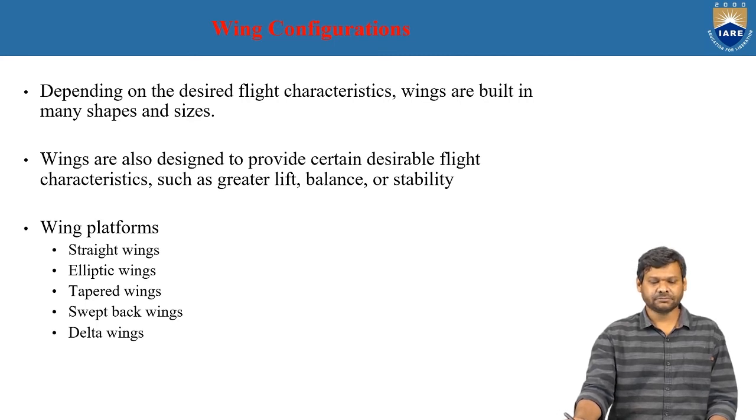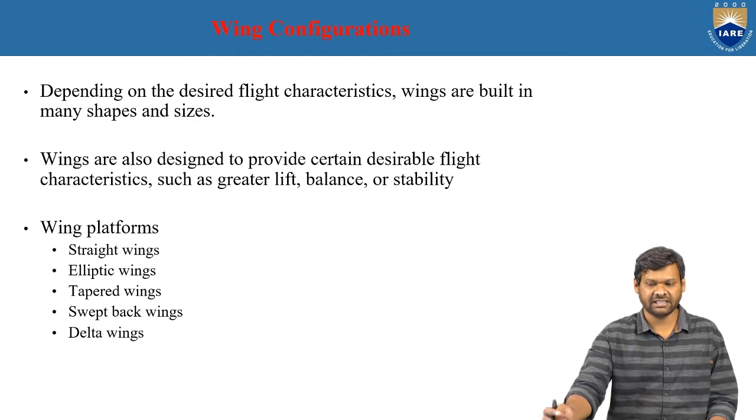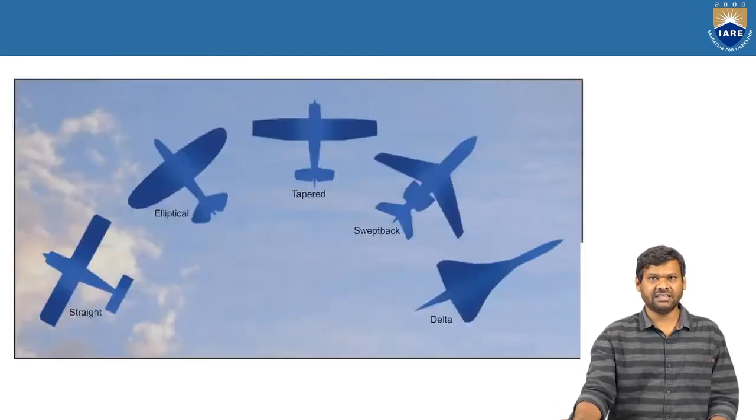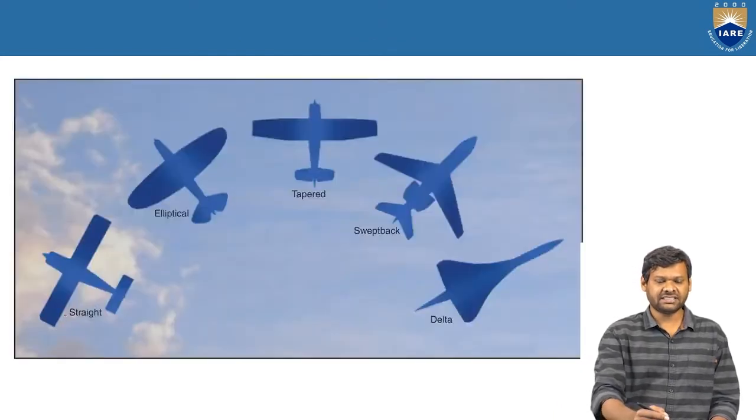When you consider the wing platforms, we have the following wing platforms: straight wings, elliptical wings, tapered wings, sweepback wings, and delta wings. These are the wing geometries. This is the straight wings.